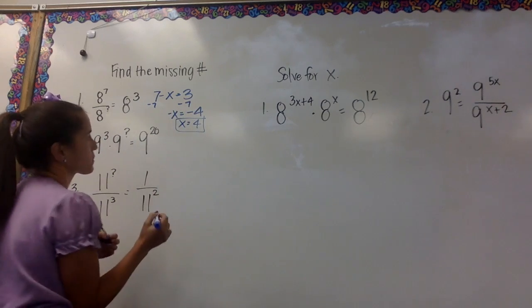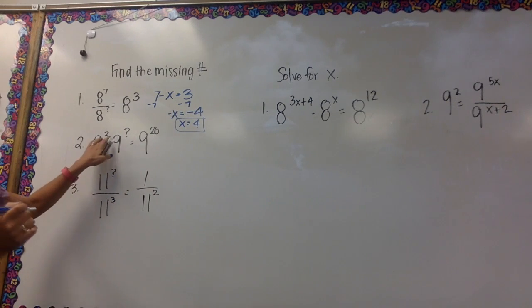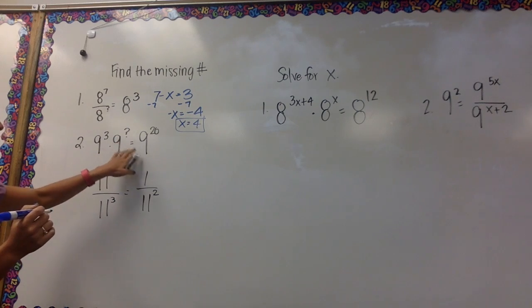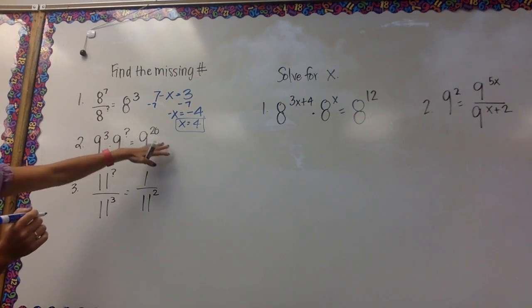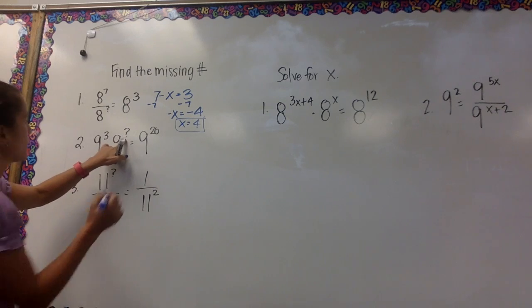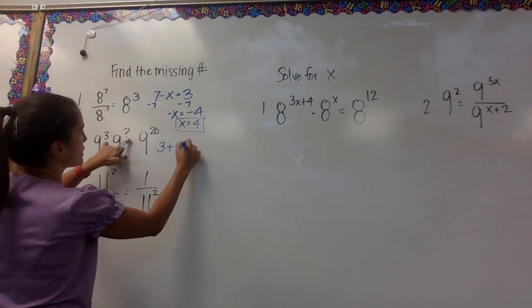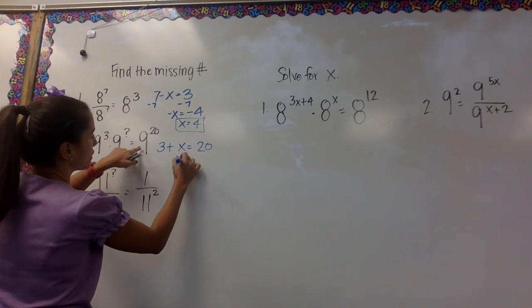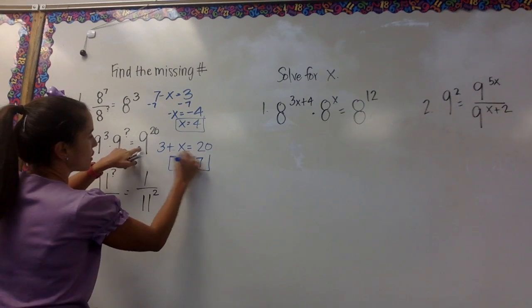All right, number 2, 9 to the third times 9 to the what equals 9 to the 20. Well, since this is a multiplication problem, we're going to add our exponents. So 3 plus x is equal to 20, and x is going to equal 17.